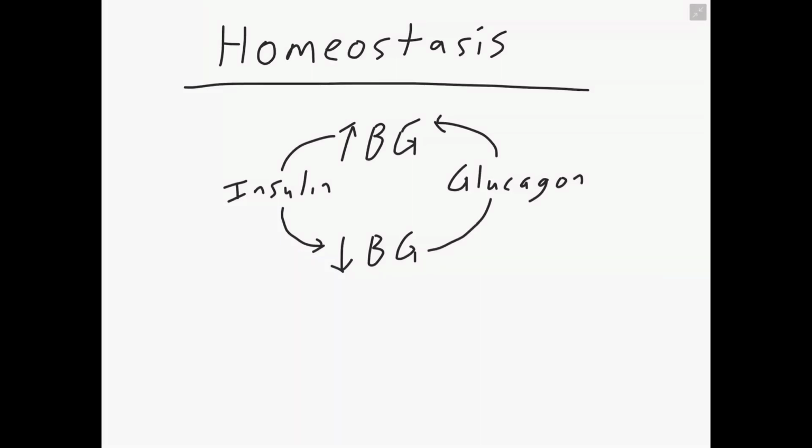But what happens when we knock out one of these components? Say we get rid of insulin, just like in type 1 diabetes. Well, then unfortunately, glucagon is going to ramp up and it's going to mess with our blood sugars, and our blood sugars are going to run too high.